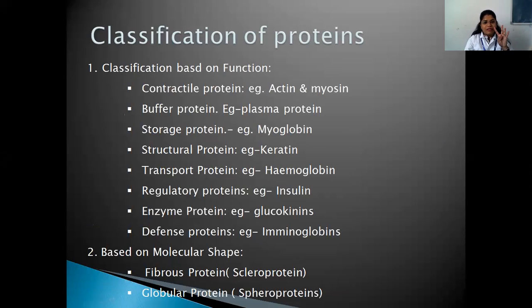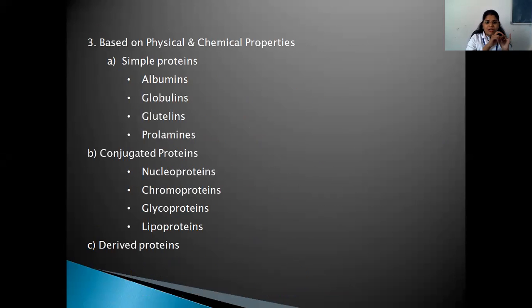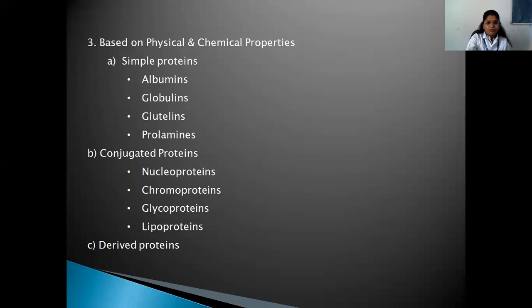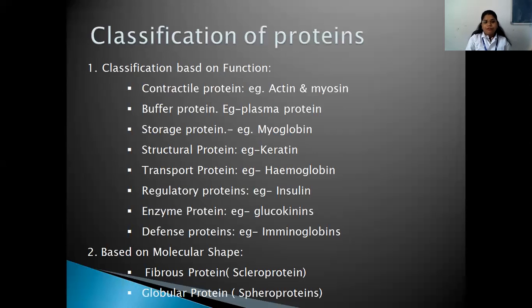Protein is mainly classified in four ways. First, based on the function. Second, based on the molecular shape. Third, based on the physical and chemical properties. And fourth, based on the nutritional status. Okay. So we'll see firstly about the classification based on the function.